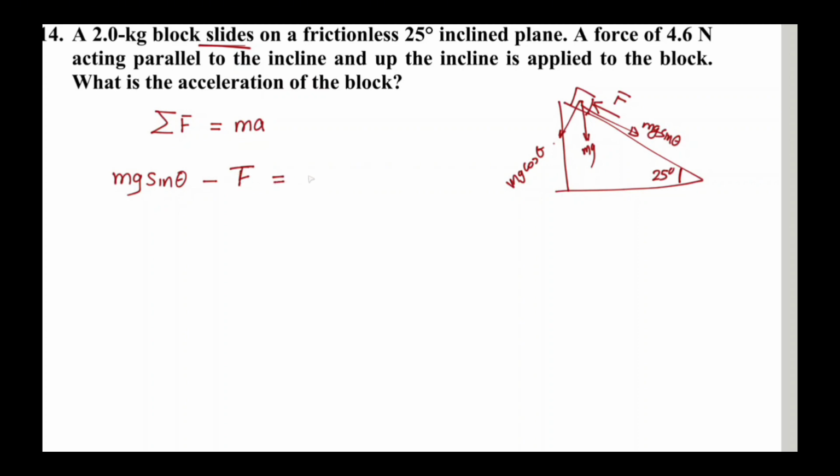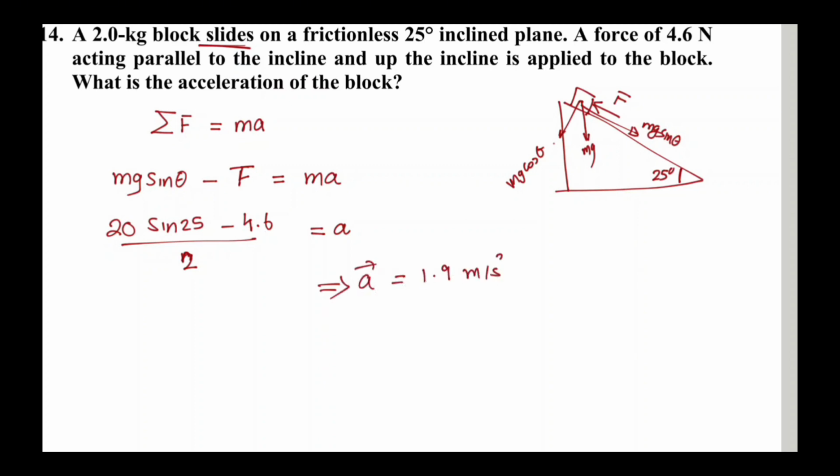equal to ma, or 20 sine 25, 20 because the mass is equal to 2 and g equal to 10, minus 4.6, divided by the mass equal to 2. This is equal to actually a, and a in this case equals 1.9 meters per second squared.